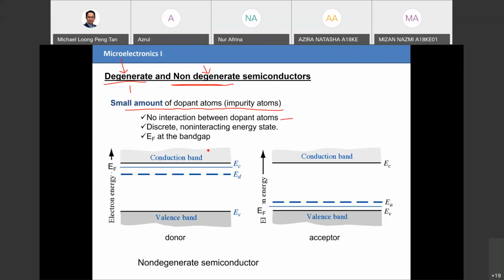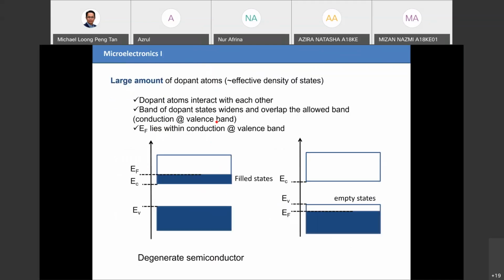What he means here is that within the band gap, between here. But if you have a large amount of dopant, then you have many of them, very crowded, and they will interact with each other. Then the band of dopant widens and overlaps the allowed band. So then EF lies within the conduction band. This is what in theory they say: that your EF is above your EC or below your EV.